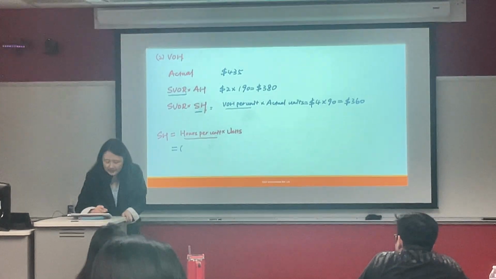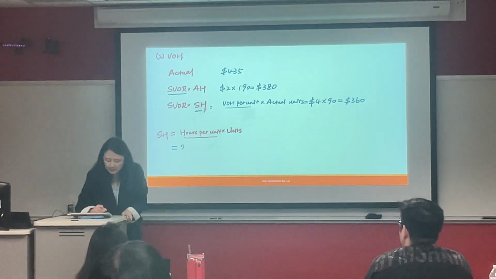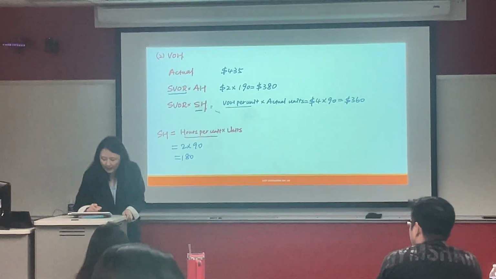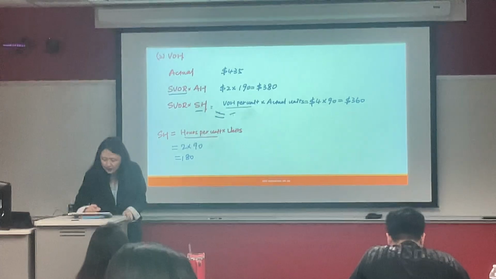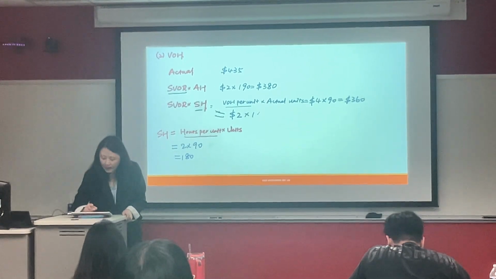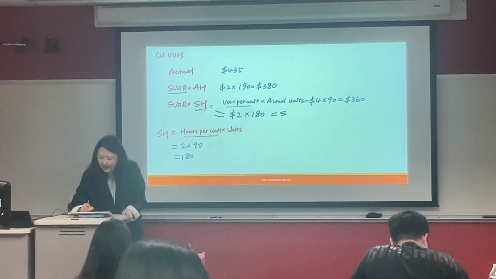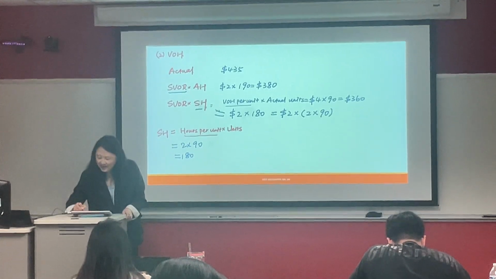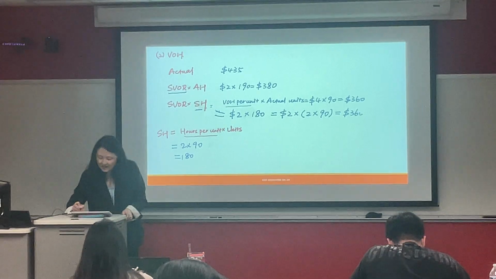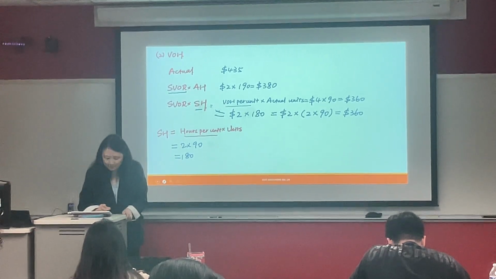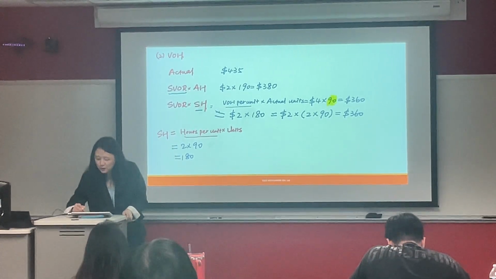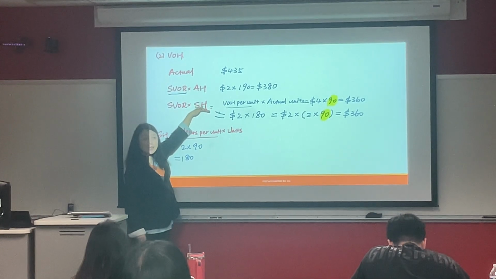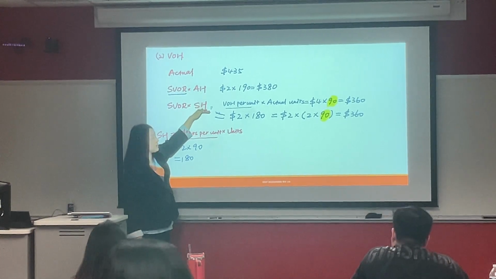So what you do is 2 times 90, that's 180. So now I can go back here and say, this can really be written as 2 times 180. But guess what? 2 times 180 is 2 times 2 times 90, so that's exactly 360. What I want to show you here is, it doesn't matter which way you do it, you put in 90 in the calculation of the last line, which is super important.